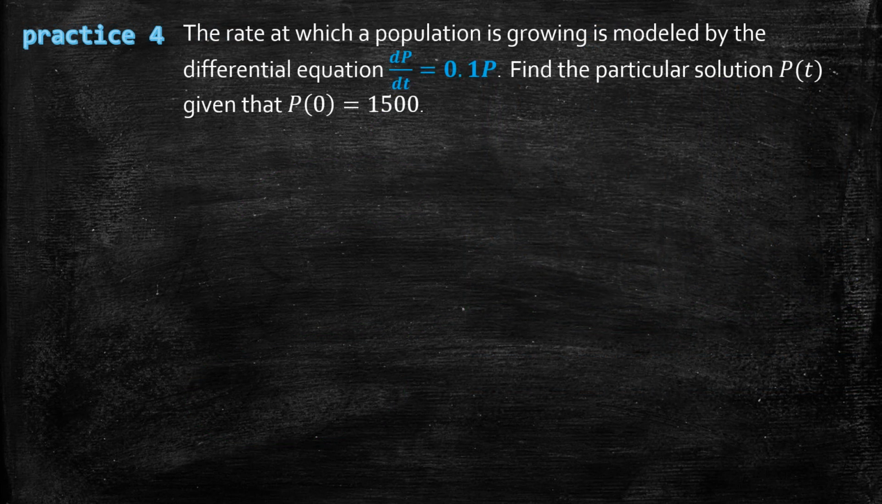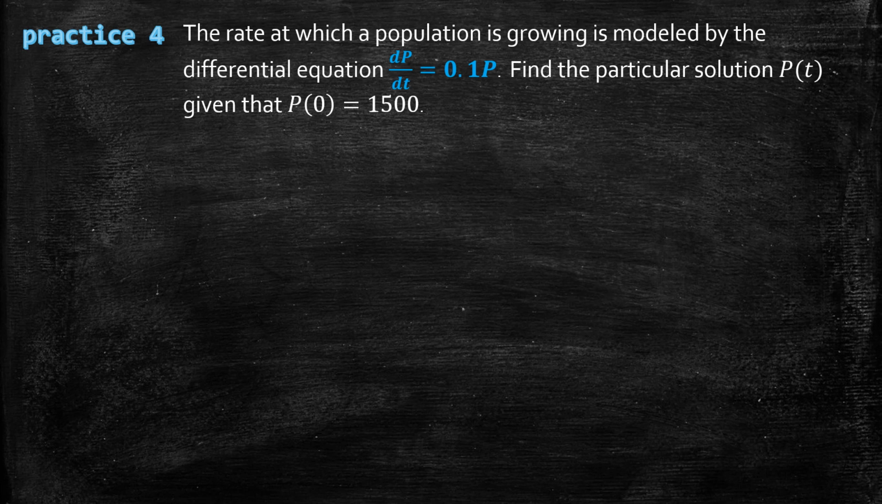So for the last example, we're going to revisit a contextual application of differential equations that I introduced in the very first video in this unit, Introduction to Differential Equations. This kind of models a real life scenario. The rate at which a population is growing is always going to be proportional to the size of the population without any limiting constraints. In this case, it seems that the rate is 1/10 of the population size. So it kind of makes sense.